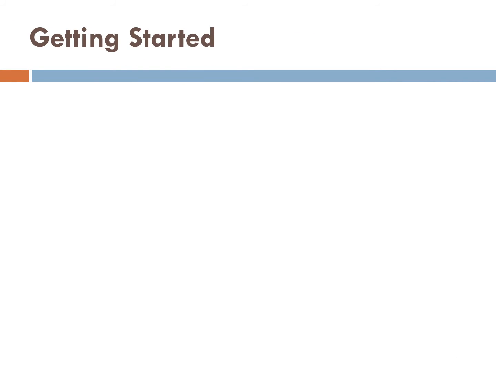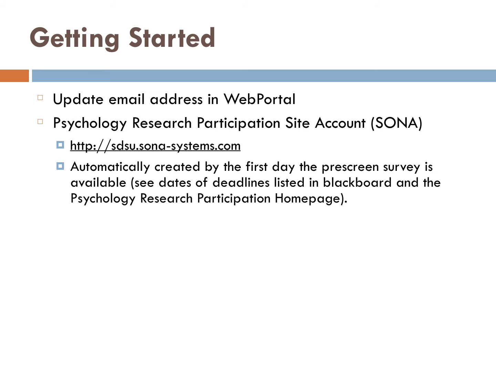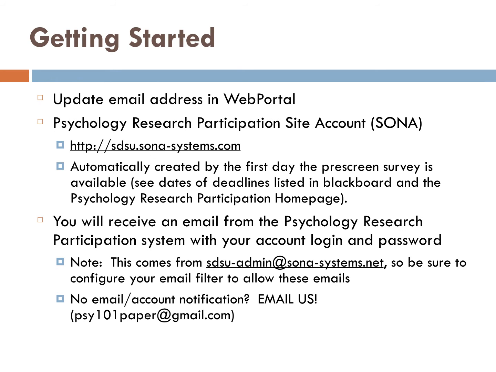All right, so as we get started, first things first, you want to make sure that you update your email address in web portal, because the login information that we send to you will be to that email address that we have on file. Now, the system that we use for you to sign up and track your studies and track your credits is called Sona. The URL for Sona is right here, but you'll also be sent an email with this link and your login information. So how it's going to work is about 24 hours before the first day that the pre-screen survey information is available, and I'll go over what that is, login information will be sent to you with the link to the Sona website.